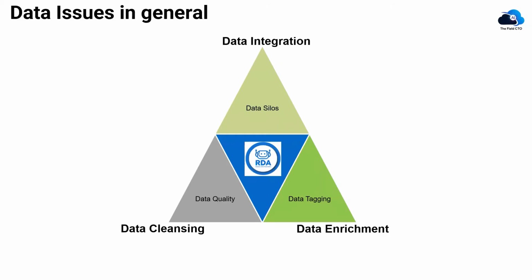So data issues in general, we can classify the AI/ML related data issues into 3 buckets. First, obviously, it's the data integration issues to get the data from the source, from the data silos where it's produced, which we talked about. The second is to cleanse the data before it can be used. And the last one is data enrichment or tagging. After you refine the data, it's still not ready to be used.